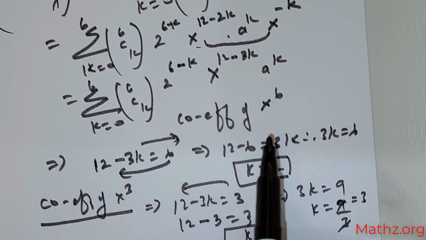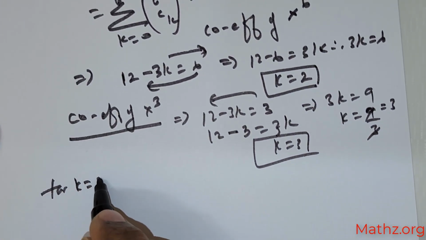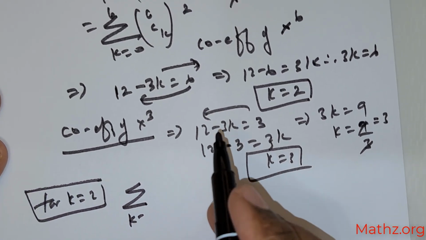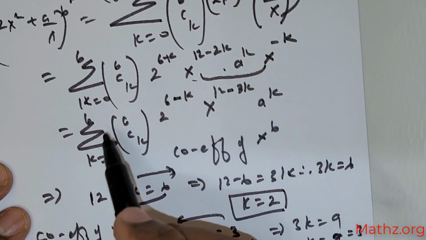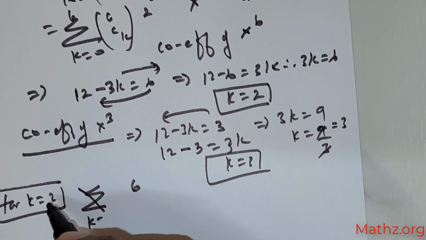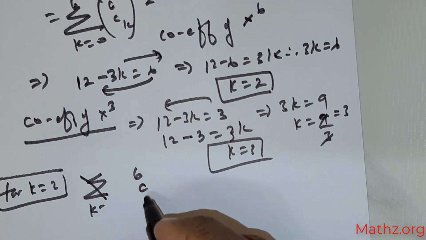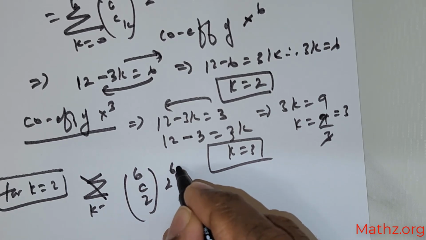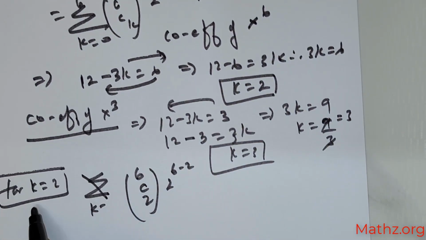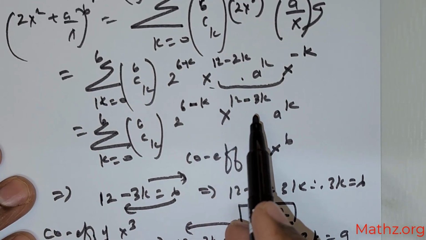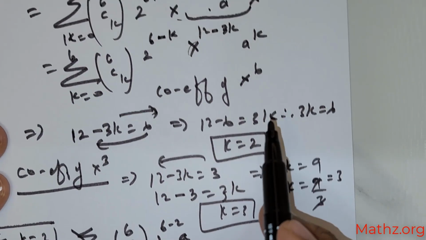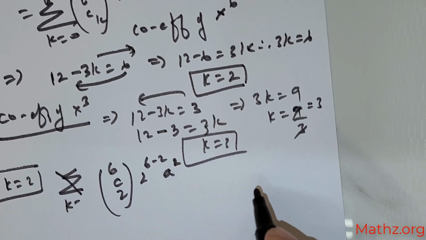So let us evaluate for k is equal to 2. For k is equal to 2, we have to actually extract this quantity, right? So I'm not going to take this value. So k is equal to 2 is directly obtained. So just substitute that: 6C2 times 2^(6−2) times x^6, that's the coefficient we are looking for, times a squared for k is equal to 2.